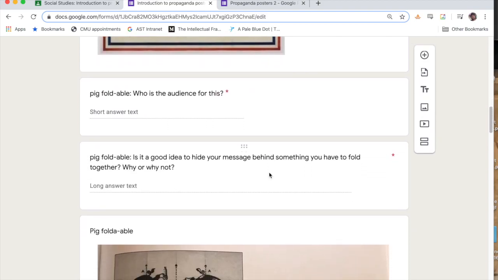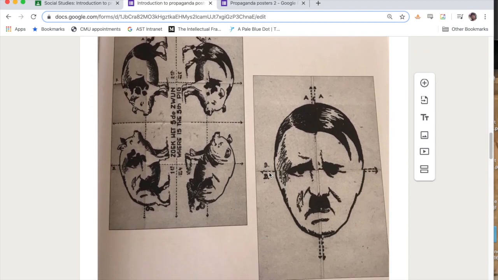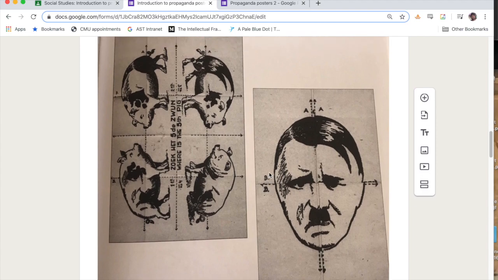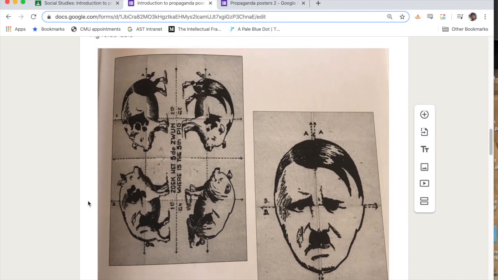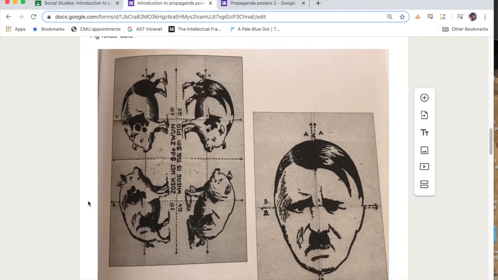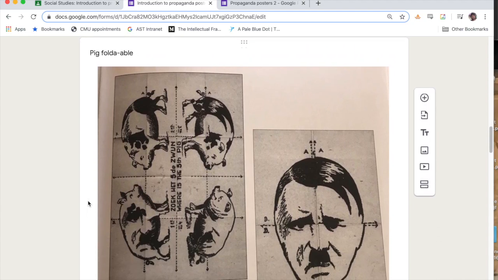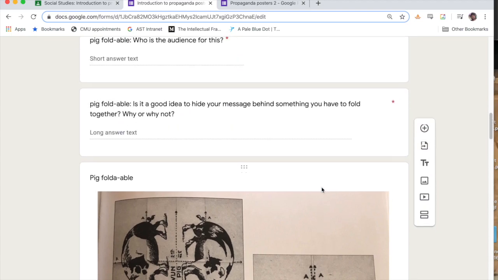The next one was our pig foldable poster. This is actually, I believe, Dutch. I believe this is from the Netherlands, one of those countries up on the northern part of Europe. And when it says, where's the fifth pig? and then you fold it, Hitler is the fifth pig.